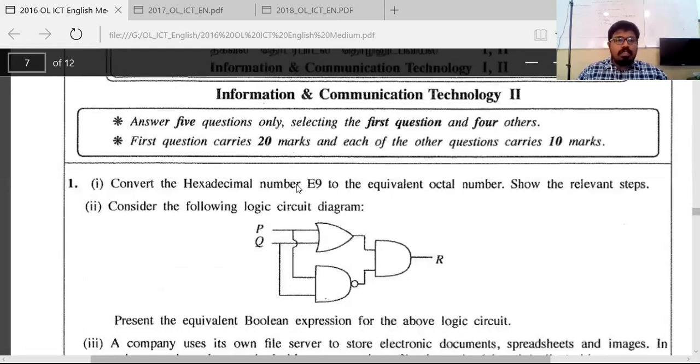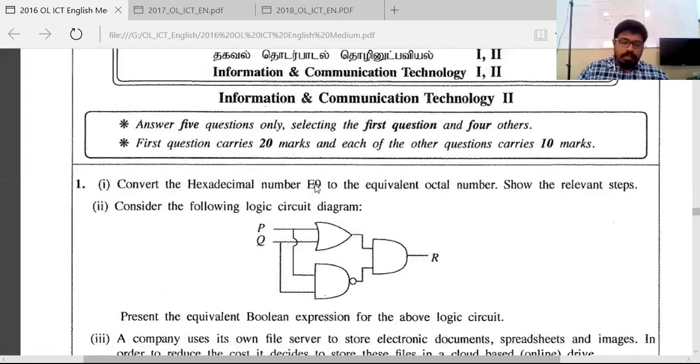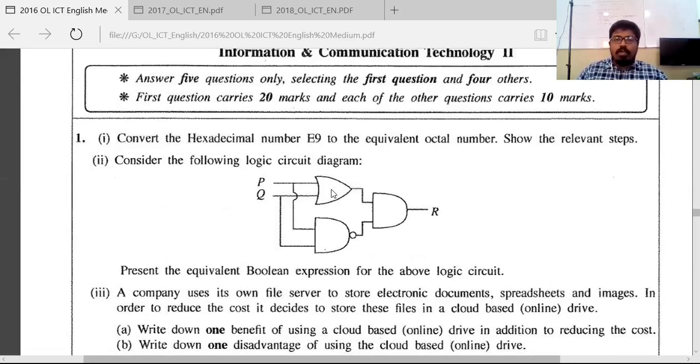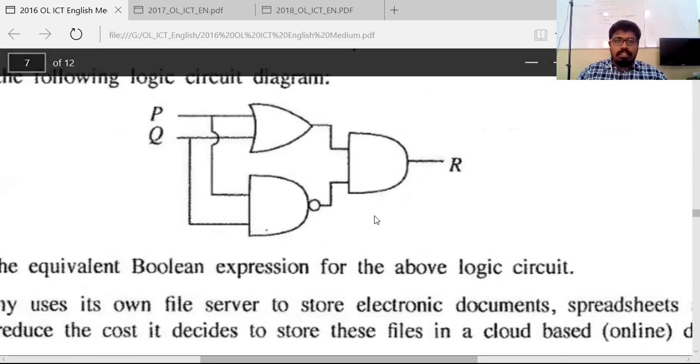question number 1, Roman number 2, in the 2016 paper, you can see there's a question number 2. Consider the following logic circuit diagram. It's an OR gate, it's an AND gate, it's a NAND gate. Present the equivalent Boolean expression for the above logic circuit. Right? So you are going to write the Boolean expression for the logic circuit.